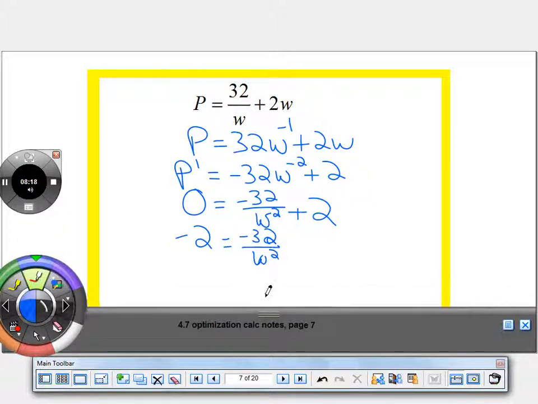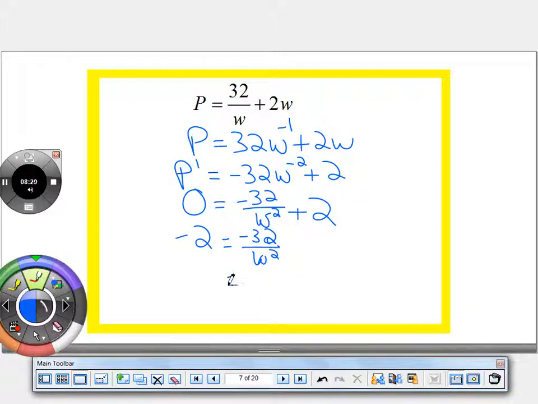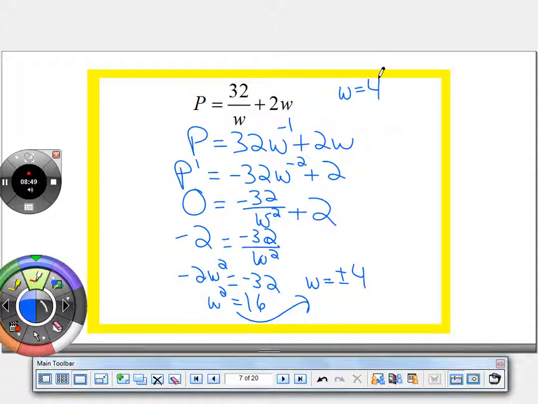Okay, so we got -2W squared. Alright, so W squared equals 16. So W equals plus and minus 4. And it only makes sense to have 4 as a width. So we're going to say that width would equal 4.